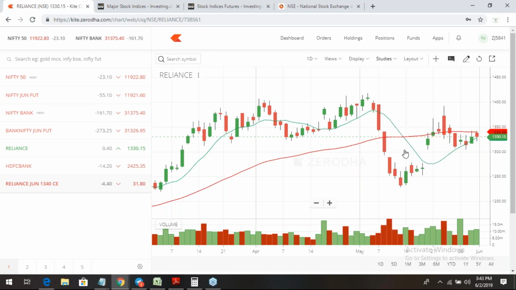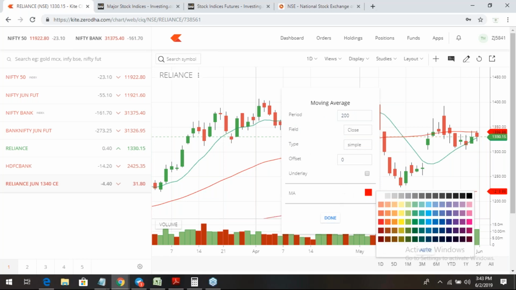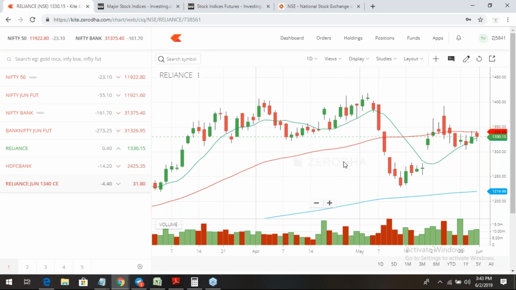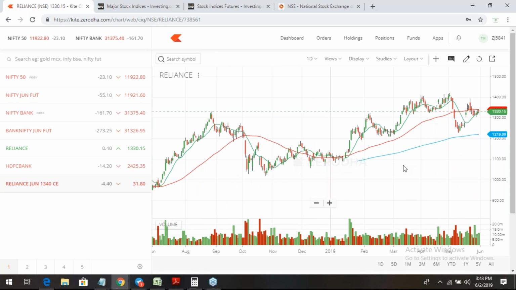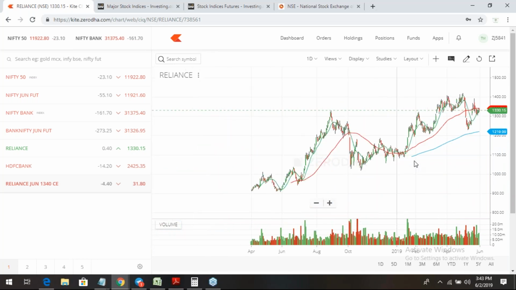Again one more moving average, last. Now the 200-day SMA, simple moving average, right? Color will be blue. Done. That's it. Now see the support. Amit sir, who asked the question, please see the support now.